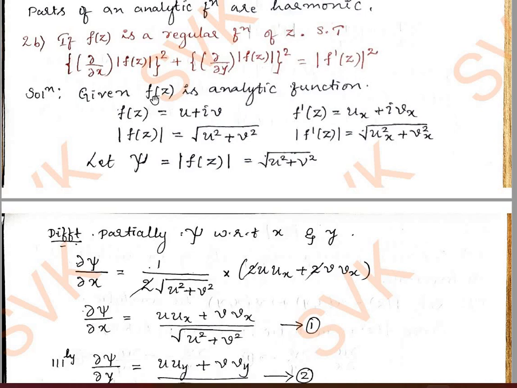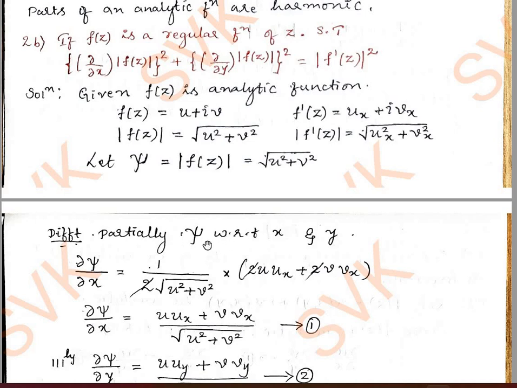Consider the given function f of z as an analytic function. Then f of z is defined as u plus iv. Taking modulus of f of z, we are going to get square root of u square plus v square. Then I will define that as psi. Psi is equal to modulus of f of z, which is nothing but square root of u square plus v square. Simultaneously, I will find out derivative of f of z, that is f dash of z is ux plus ivx. Modulus of f dash of z is square root of ux square plus vx square.